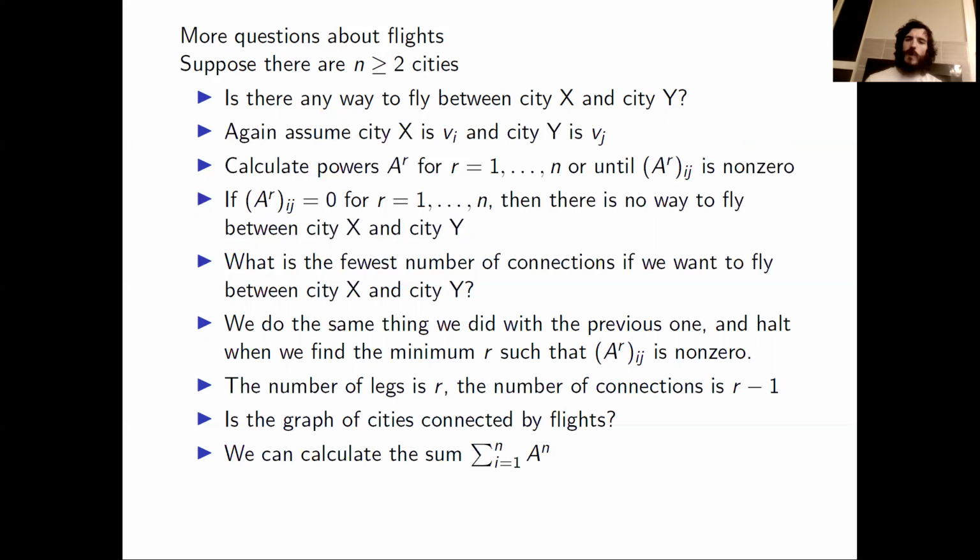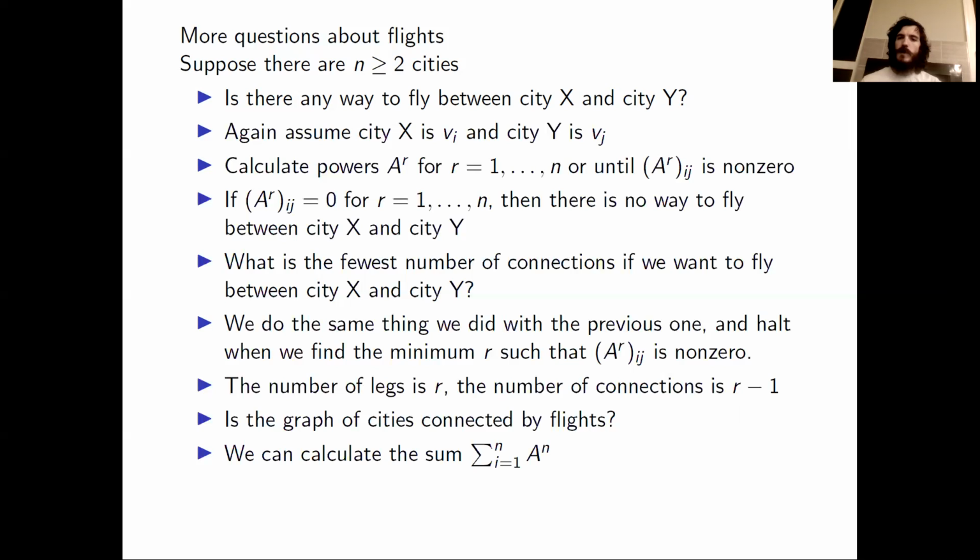Now, we're going to require, for the graph to be connected, that all of the entries in this sum be non-zero. If there's any entry ij in this sum that's equal to 0, that means that there's no walk in the flight graph between vi and vj of length at most n. And that would mean that our flight graph would be disconnected.